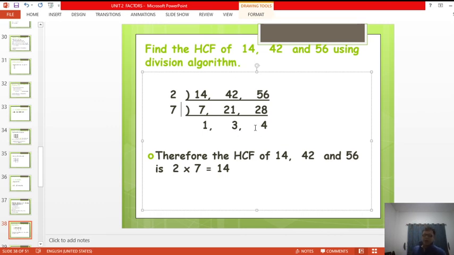So, therefore, the common factors here are 2 and 7. CF is 2 times 7. So the HCF, our highest common factor, is 14. So that is your answer. Let me underline this and make it a bit bigger so that it's more emphasized. That's your answer.